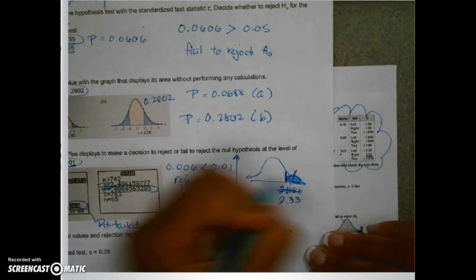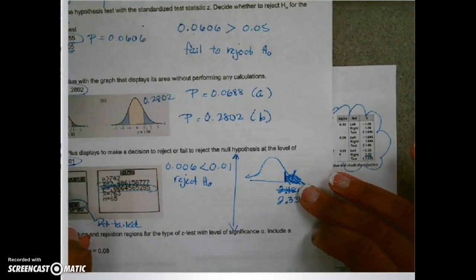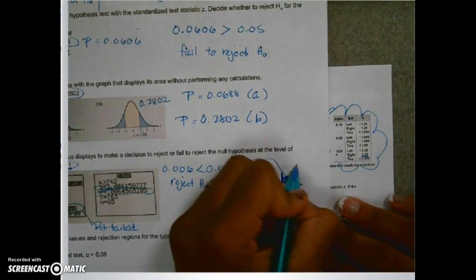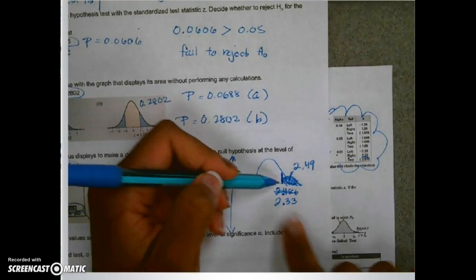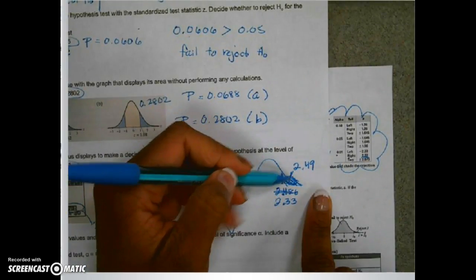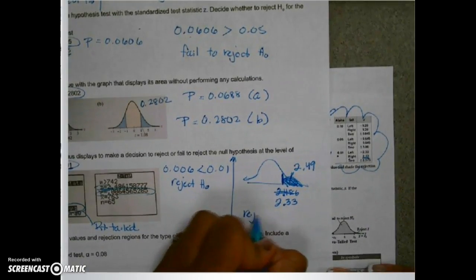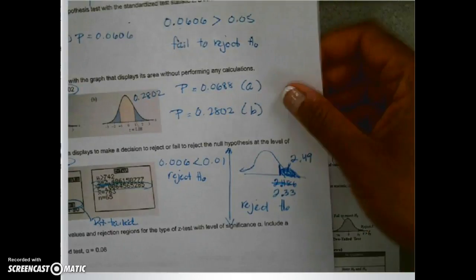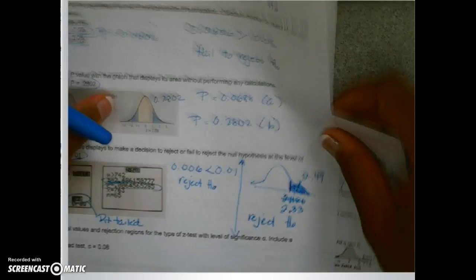I know, you're irritated, but that's okay. 2.33. This tells me where my rejection area is. Always, always, always. This tells me that my score is 2.49 approximately. So this is outside of that. This is in my rejection area. We always reject the shade. So it's going to be a reject the null hypothesis for that one. All right. Foundation has now been laid. Let's continue.